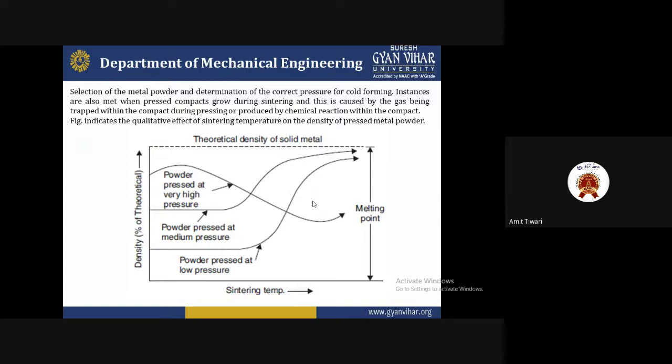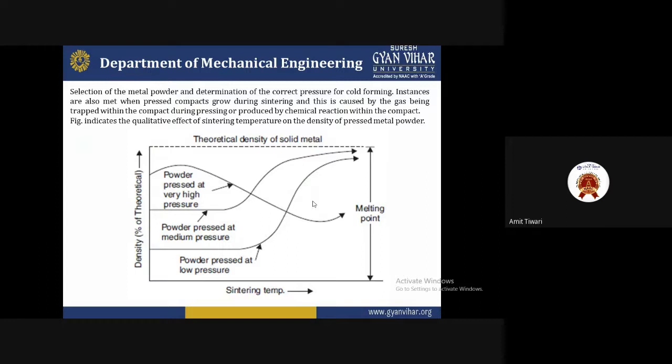Another one is medium power, and the third one is very high pressure. So it depends upon the conditions that occur. What conditions are to be used for this? We require such type of parameters, and they have to be easy to maintain.